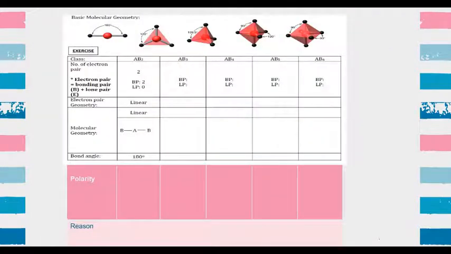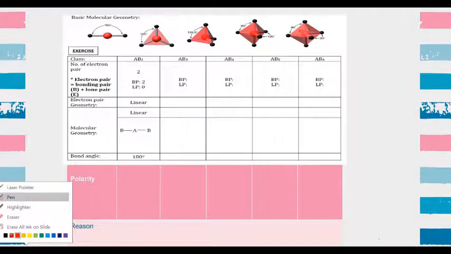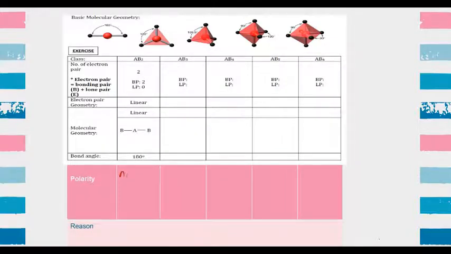Okay. So let's see the polarity of this basic molecular shape or the basic molecular geometry. Untuk linear shape, the polarity is non-polar. As I told you before, kesemua basic molecular geometry adalah non-polar molecule. So tulis kat situ non-polar molecule. Ini pun non-polar molecule. Ini pun non-polar molecule.